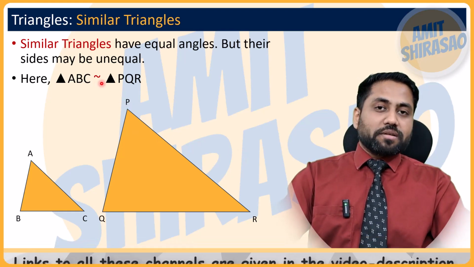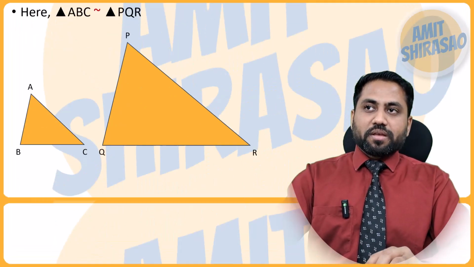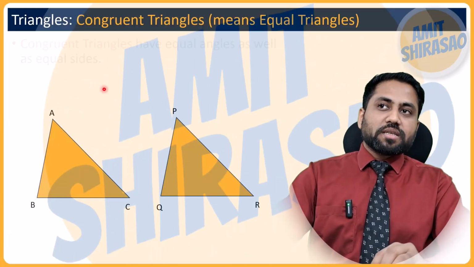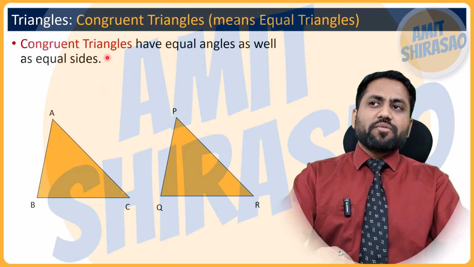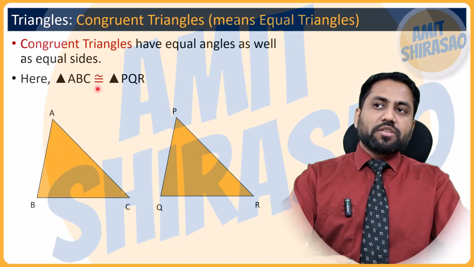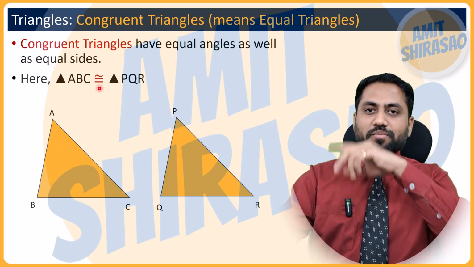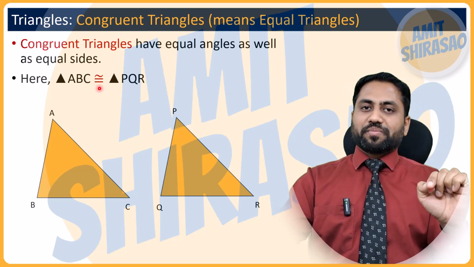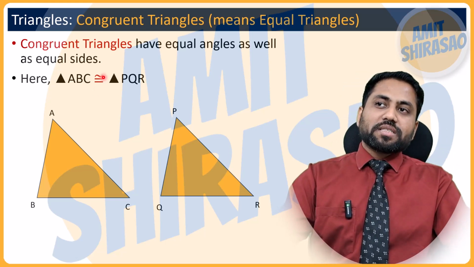These two triangles are similar. They are not equal, they are similar. Now, what are equal triangles? Equal triangles, as the name suggests, will have equal angles as well as equal sides. Like these two triangles have equal angles as well as equal sides. They are shown using this sign. So they are similar also, and they are equal also. That's why they are called equal triangles.